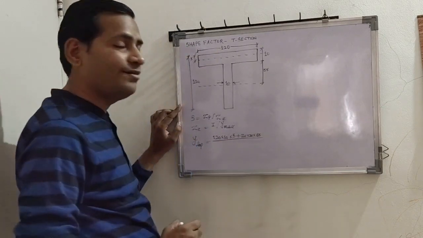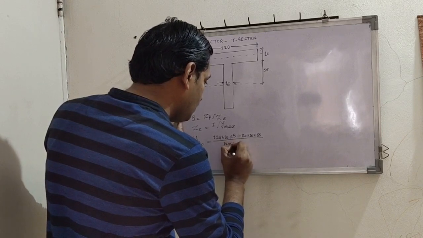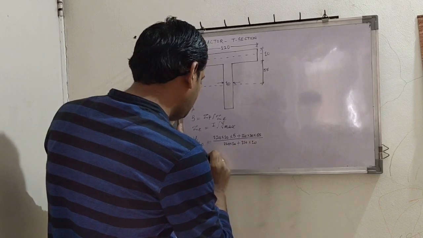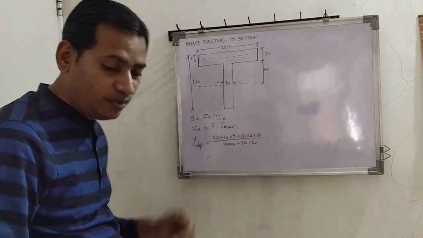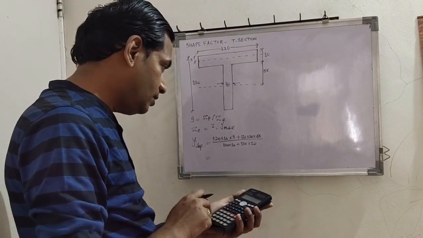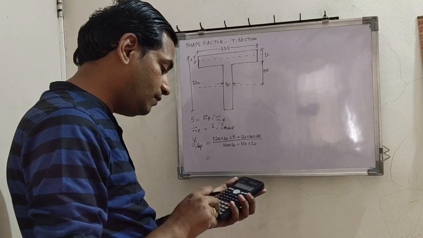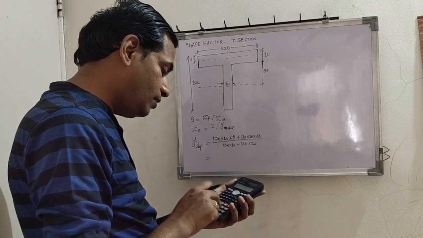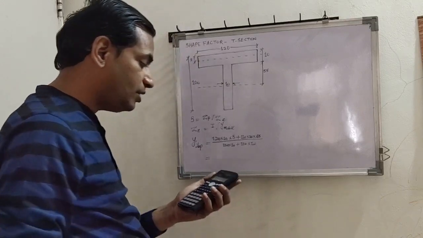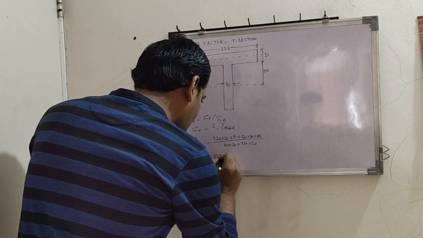Totally divided by A1 plus A2. What is A1? 120 into 10 plus A2, 110 into 10. So now we shall calculate this value quickly. 120 into 10 into 5 plus 110 into 10 into 65 upon 120 into 10 plus 110 into 10. So value is 33.70 mm from top. Okay.